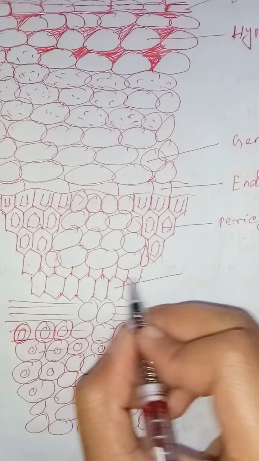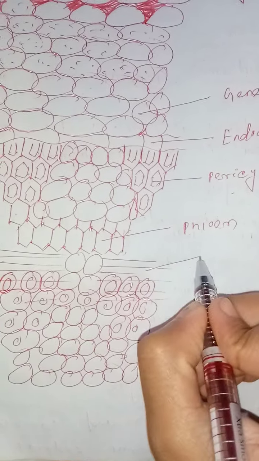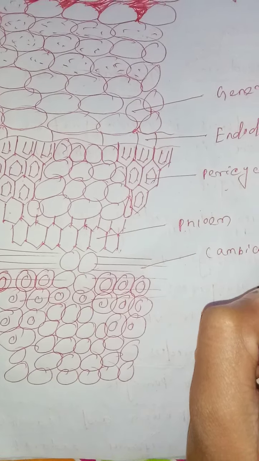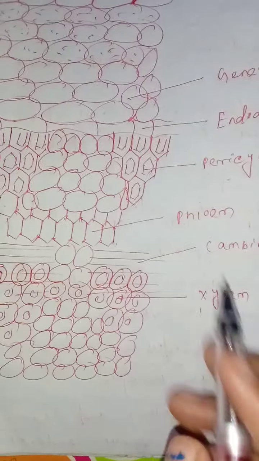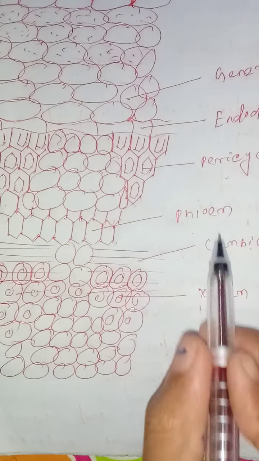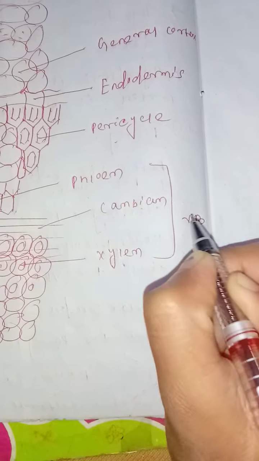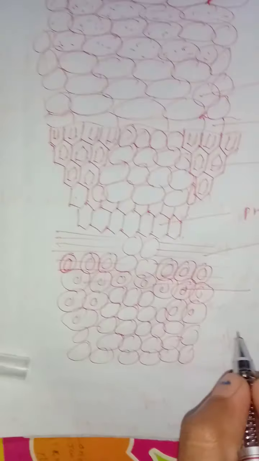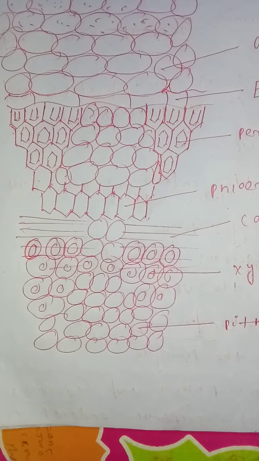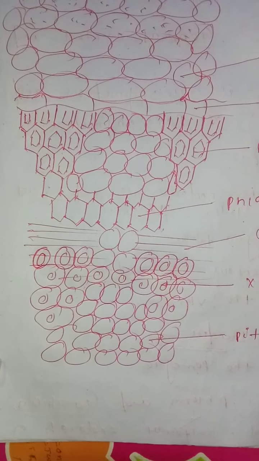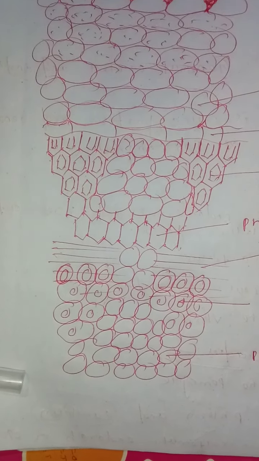Then below the pericycle we have found phloem. Then we have found cambium, and below the cambium we have found xylem, that is the vascular bundle. Then below the vascular bundle we have found pith. Pith is the central layer of stem or last layer of anatomy of dicotyledon stem. So this is all about anatomy of dicotyledon stem.